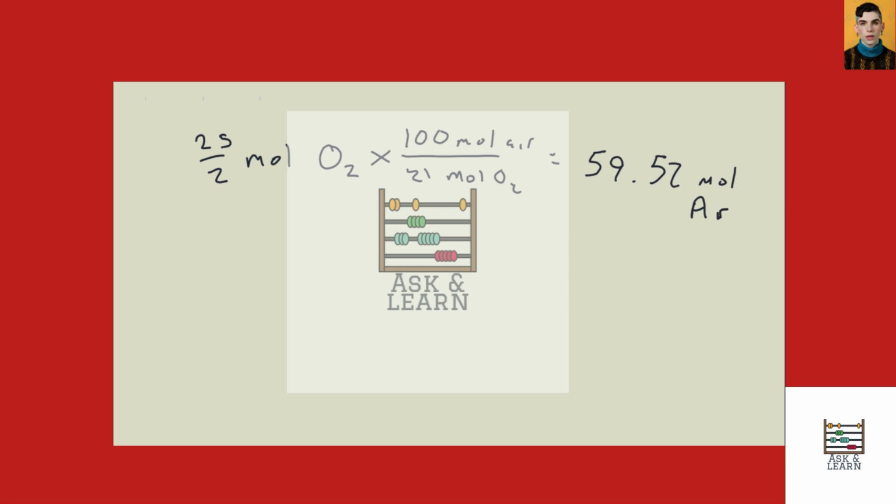And then finally, what is the volume in liters of that air at STP? Well, just like before, we can take our 59.52 and multiply it by 22.4 liters per mole, and that'll give us 1,333 liters of air.